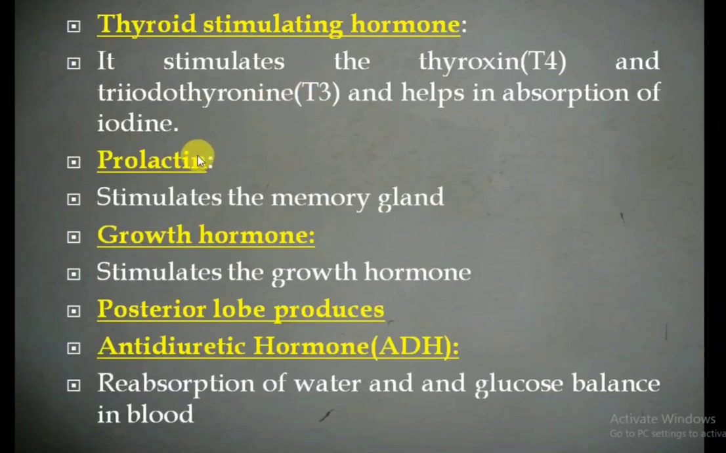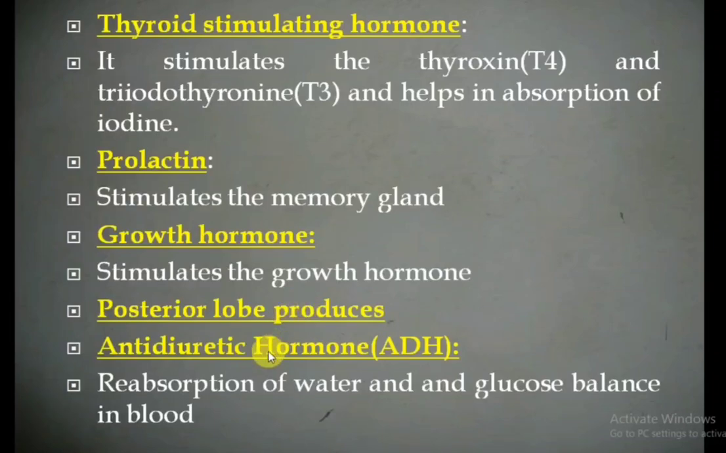Next is prolactin. So this activates the mammary gland and it releases prolactin. Next is growth hormone. So this growth hormone helps in the growth of the human body. Next is the posterior lobe. We'll see the posterior lobe of the pituitary gland. So this also releases some hormones.